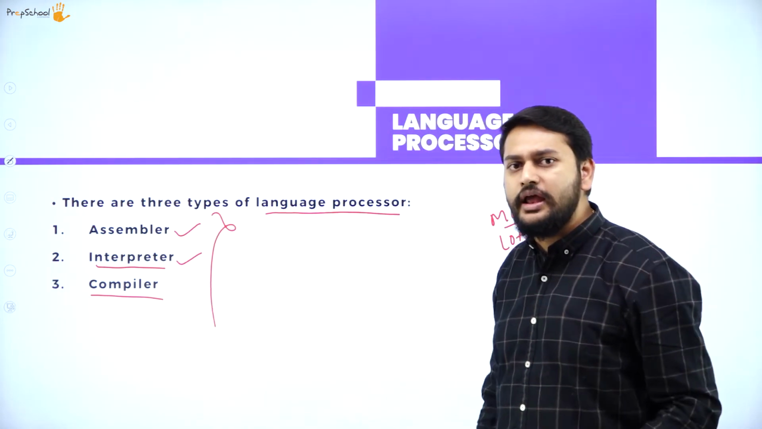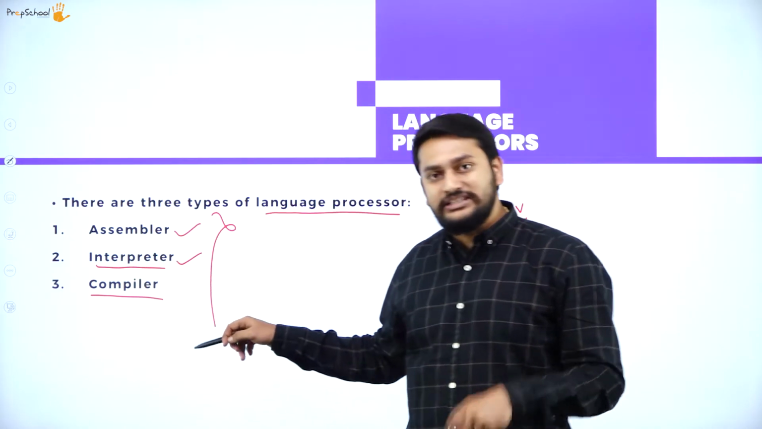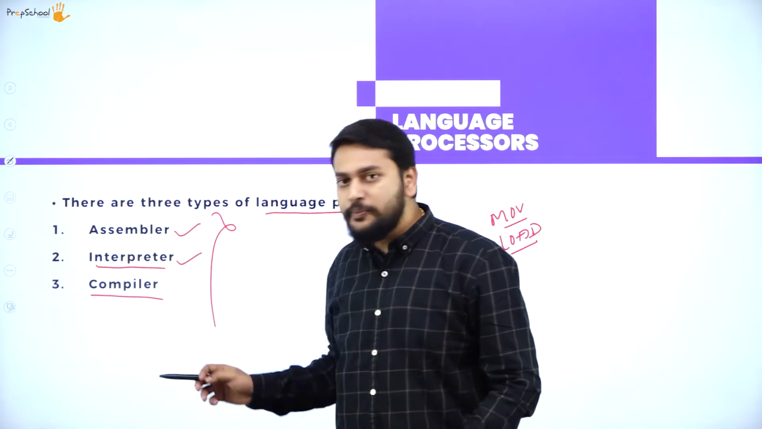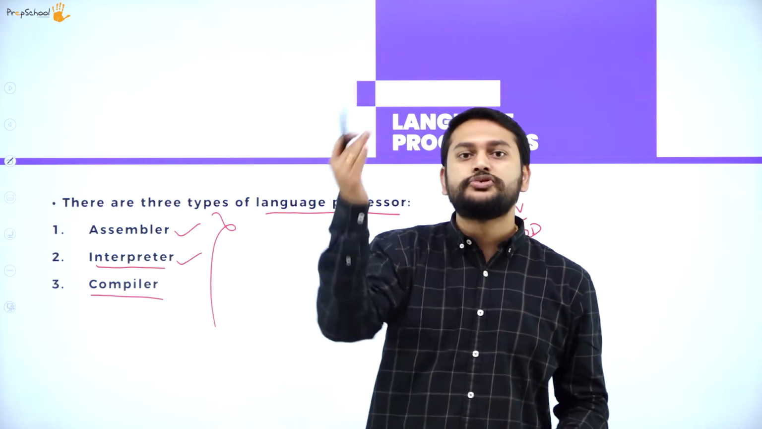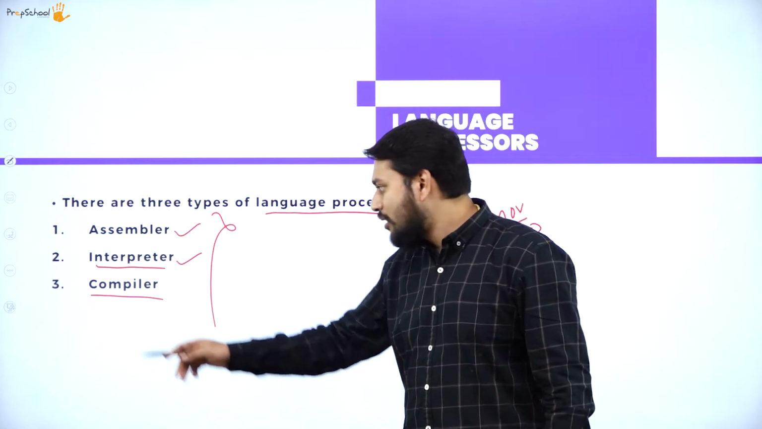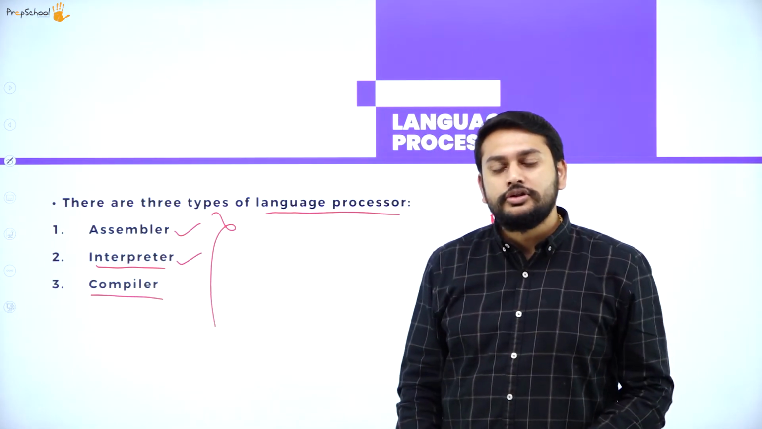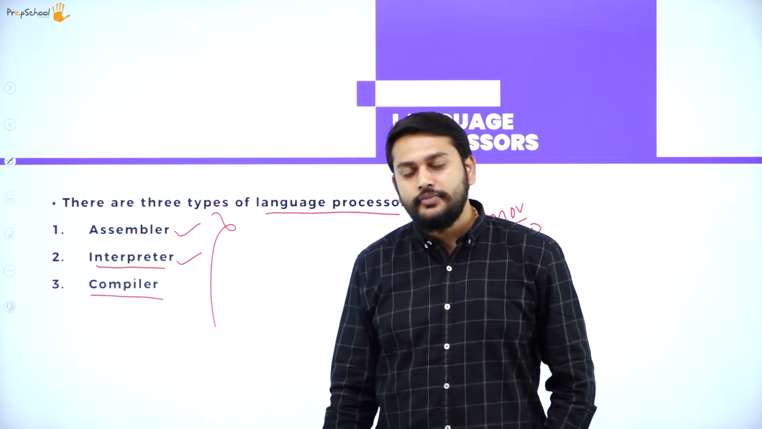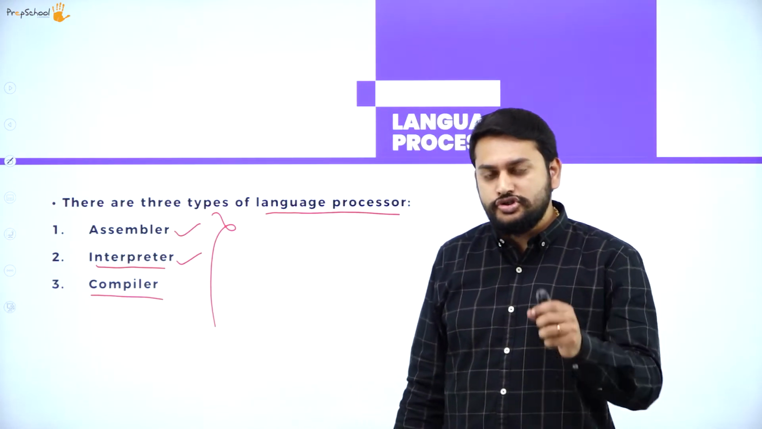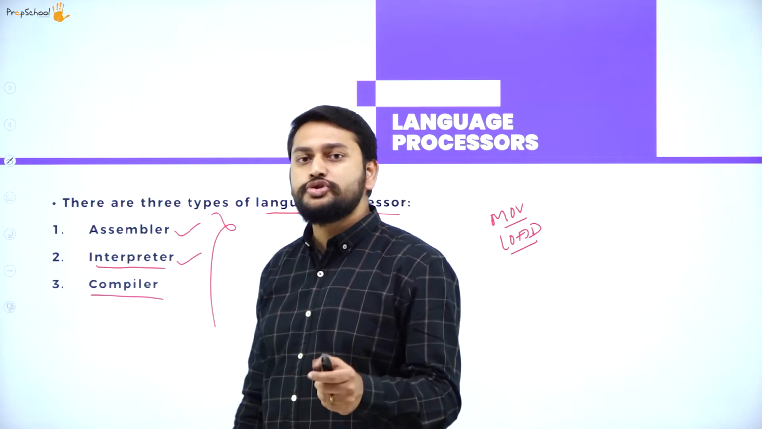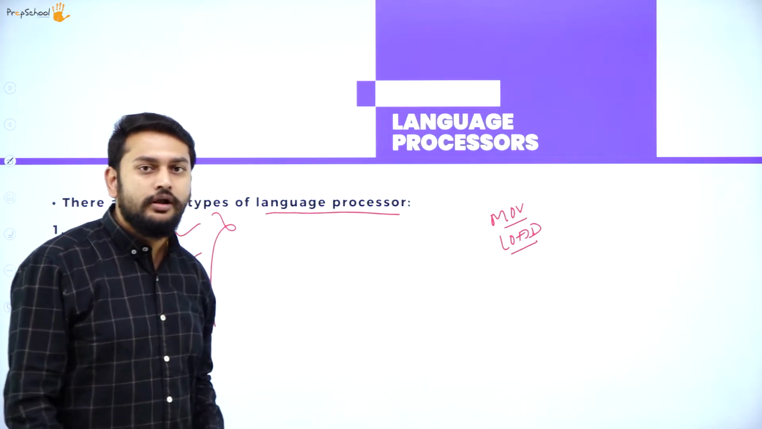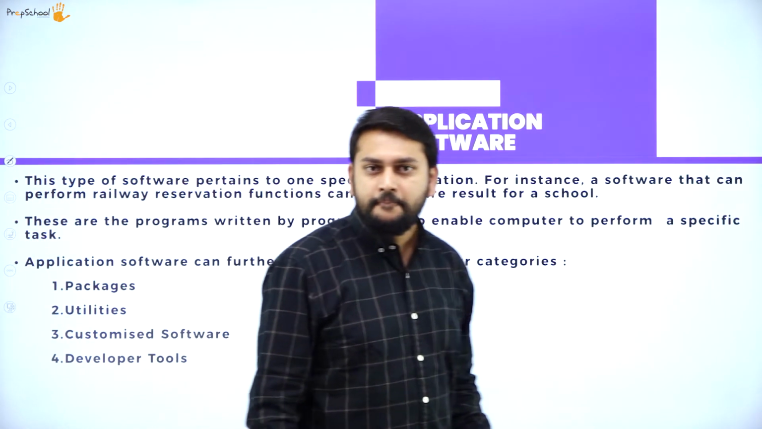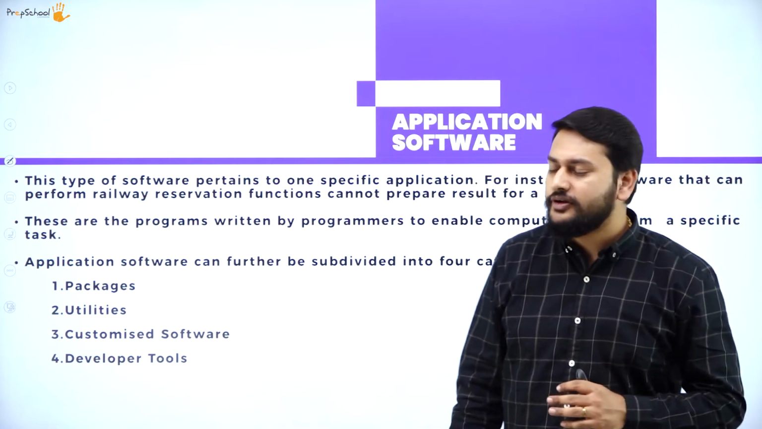Sir, you did not explain. You said it will execute, but what will it execute? You did not say that. This interpreter will convert my source code into object code line by line. The same way, a compiler will convert the source code into object code in one go. Everything, the complete program. That's what you need to remember. So this is what you should remember when it comes to the concept of language processor. And what is the next thing that I have? I have application software. What exactly is application software all about?